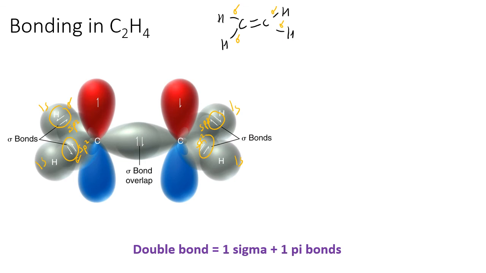And then along the internuclear axis, so directly along our imaginary internuclear axis, 2 of the sp2 hybrid orbitals from each carbon are going to overlap.